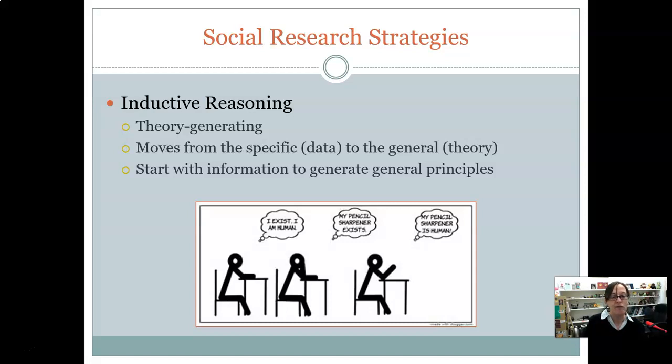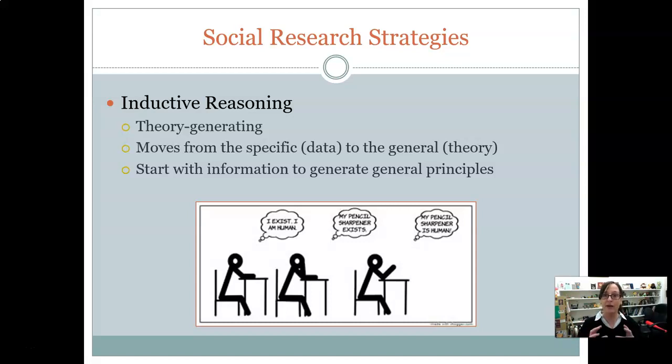This little comic is an example of inductive reasoning kind of failing, where he says, I exist, I am human, my pencil sharpener exists, my pencil sharpener is human. Inductive reasoning starts with information, we see something happening. We notice a pattern, or we see crime is up in a certain area, or that certain types of offenders suddenly have a recidivism risk that has gone way down. What caused that? So we start with what we see.